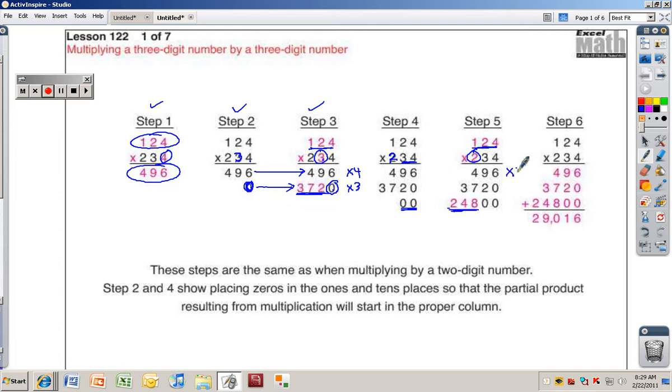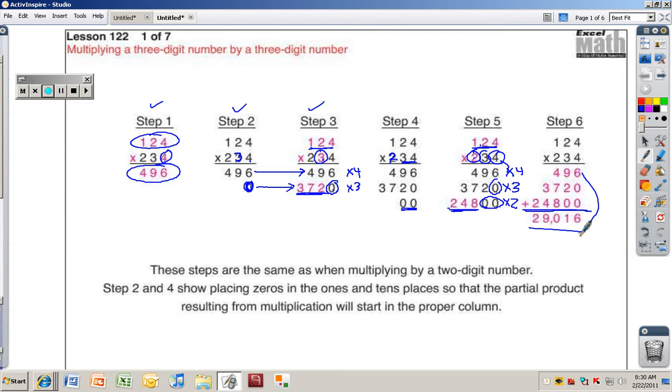So again, this was times the 4 right there. This number was times the 3 with one placeholder. And then this one is times the 2 with 2 placeholders. And the number comes right out there. And the last step is we add all the numbers together, get 29,016.